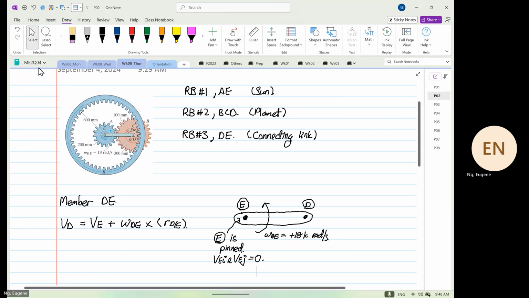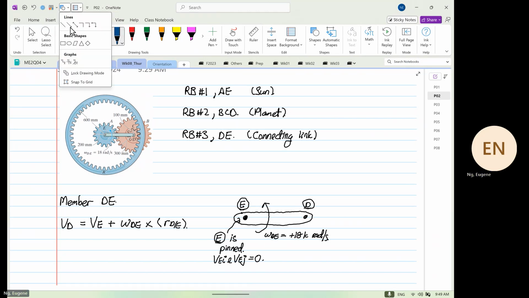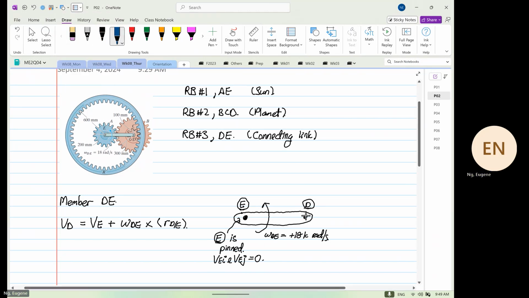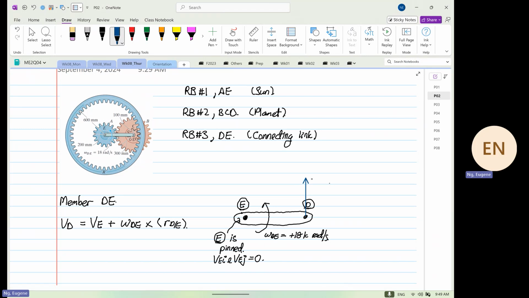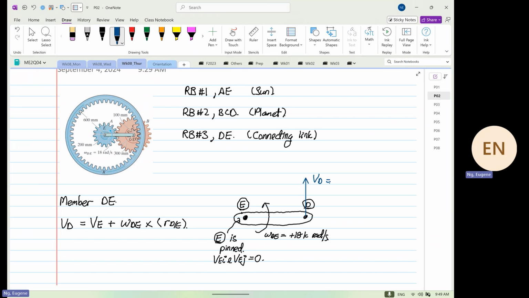VD, yeah, I'm going to sketch out VD, is going to be just 90 degrees, right? And at this instant, at this moment, right? So VD will be equal to 18, and that length is what? The length is very early to do calculation like this.